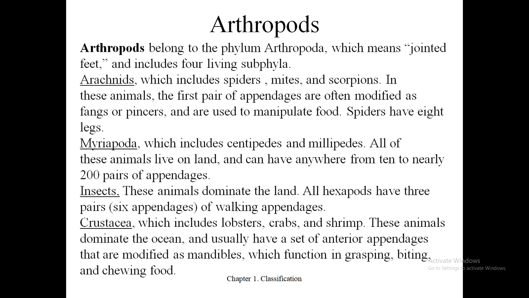Crustaceans, which include lobsters, crabs, and shrimps. These animals dominate the ocean and usually have a set of anterior appendages that are modified as mandibles. Mandibles are like the teeth in our body. So these crustaceans have mandibles. Mandibles are used to tear and grasp food, to bite food, and to chew food.